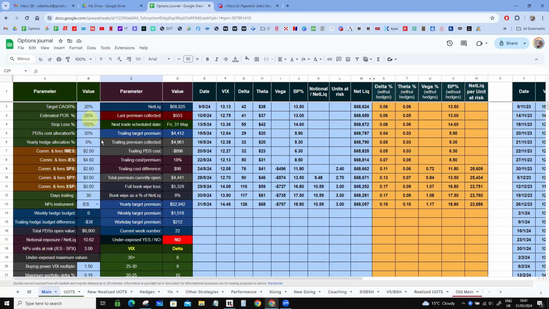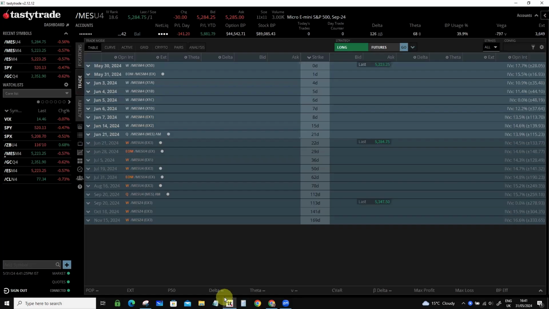As a reminder, my weekly target premium is in the neighborhood of $1,000, and we like to do 2 to 3 trades per week. So depending on what the market gives us on a given day, we're looking anywhere between 400 and 600 in premium. Let's take a look at what we can get.